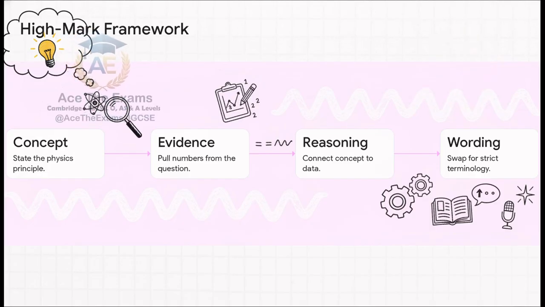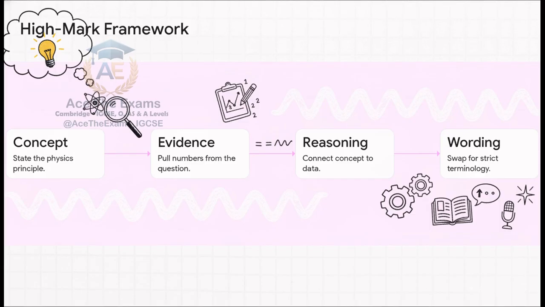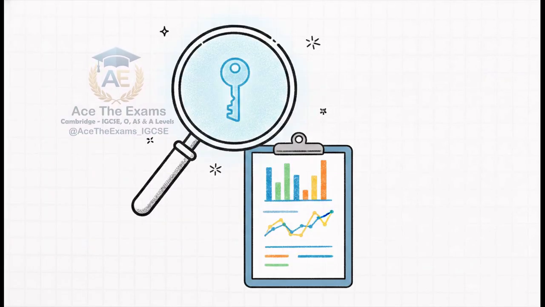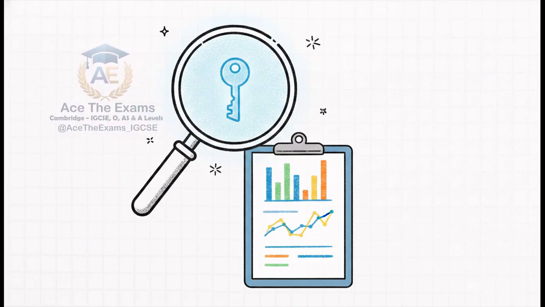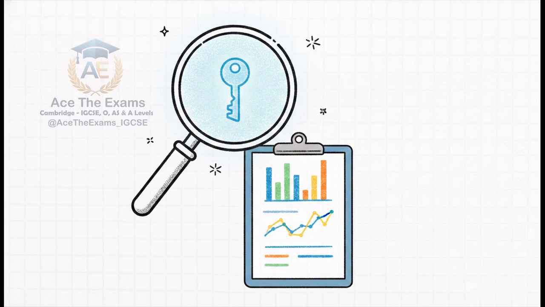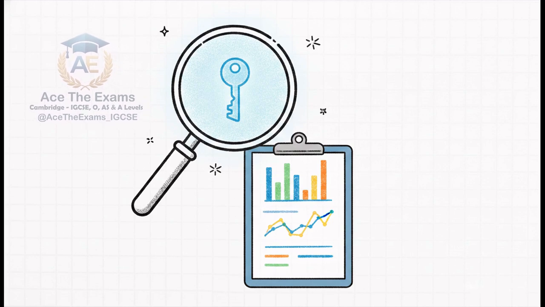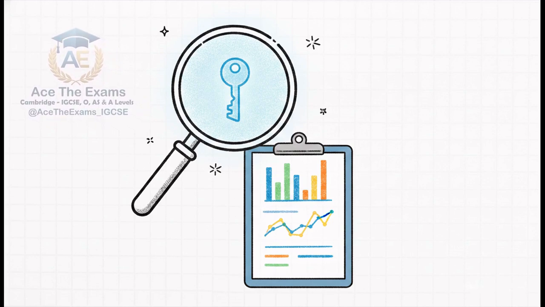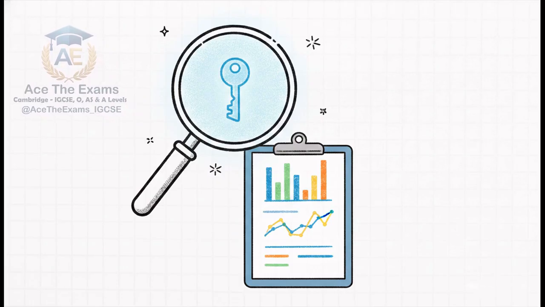And step 4, examiner wording. Ditch the everyday language and swap in the strict terminology the mark scheme demands. Now, in just a minute, I'm going to reveal the exact examiner clue that flips this whole diffraction answer completely on its head. But hold on, before we get to that, you really need to see how this framework makes that clue absolutely obvious when we look at real data.